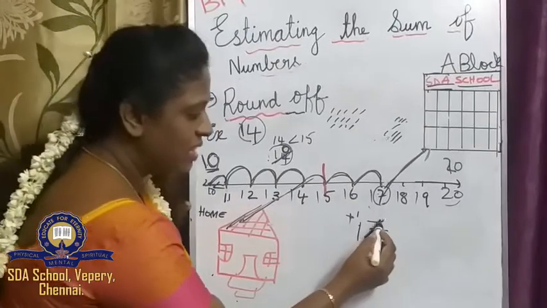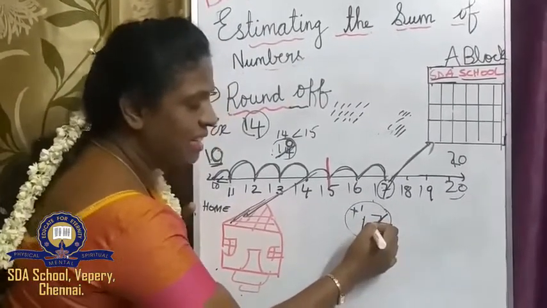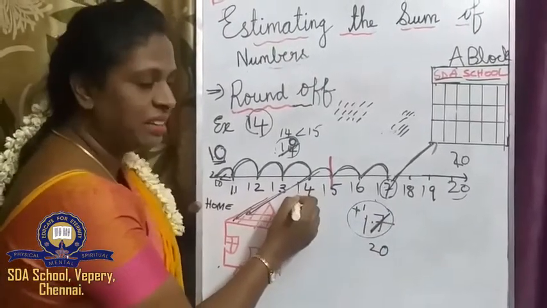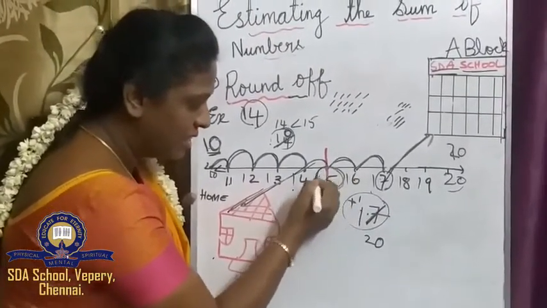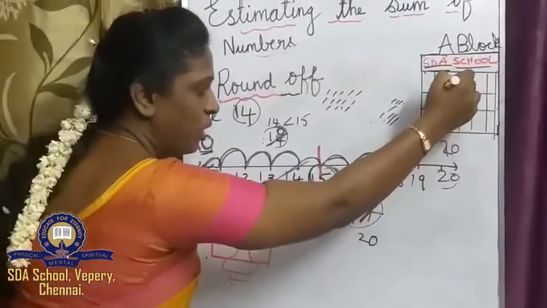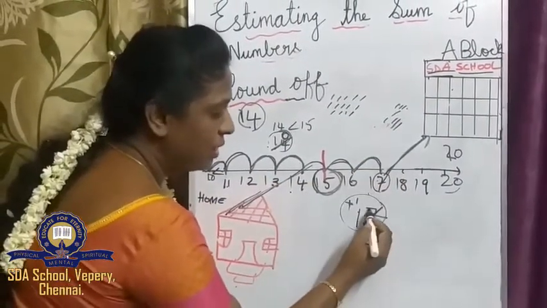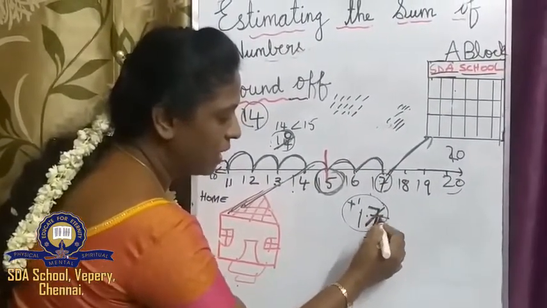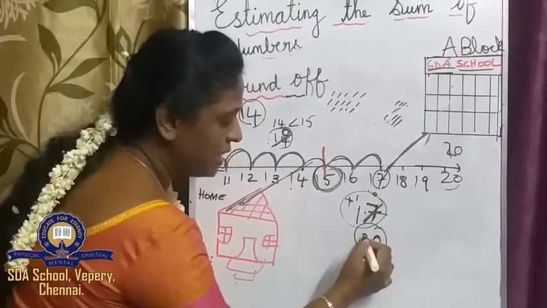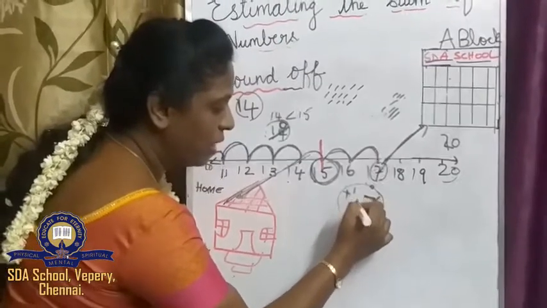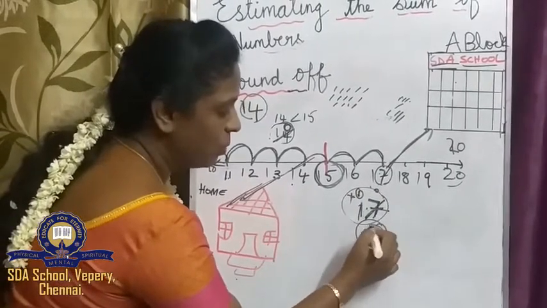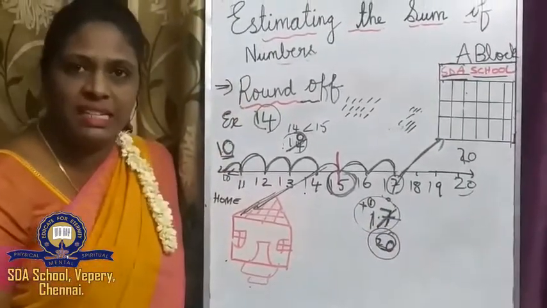Understood, children? See here, because 17 is greater than 15, you're going up. So when you round the 17, it becomes 20. That is, you'll put 0 in one's place and you'll put 1 in tens place. So add 1 plus 1 will become 2. So this will become 20. Did you understand?